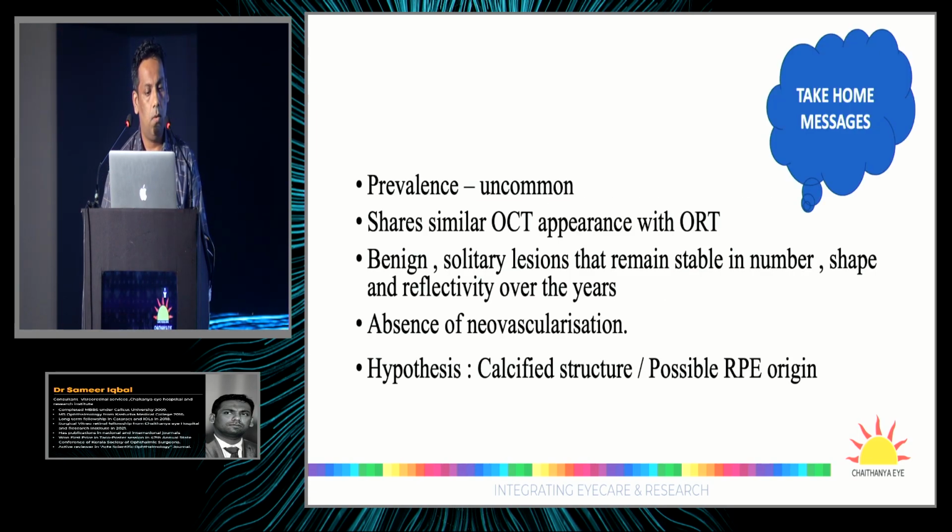So to conclude, they are very rare entities. They appear very similar to ORTs in OCT. They are benign solitary lesions which remain stable for a longer period of time, but always in the absence of neovascularization. And regarding their origin, possibly from RPE cells or can be a variant of calcified structure also.